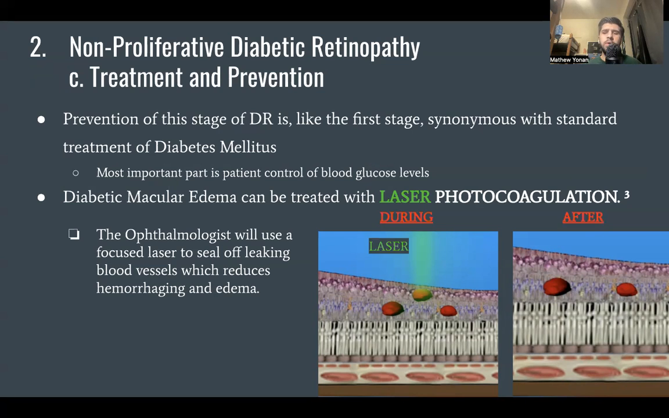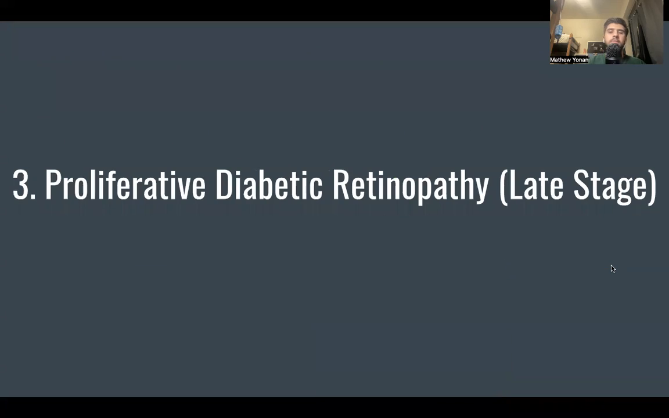So what does laser photocoagulation mean? It's essentially the ophthalmologist will use a focused laser to seal off leaking blood vessels in the retina, which reduces hemorrhaging and edema. So he basically seals it with the laser, which I think is pretty cool. You can see the during image shooting a laser at the hemorrhage spot, and then after the hemorrhage is gone.